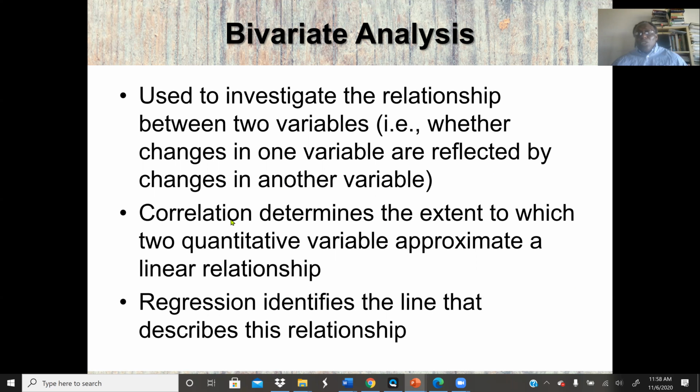And normally the correlation value will be from -1 to +1. If it's -1 or close to -1, it means we have a decreasing relationship. When one variable increases, the other will decrease. Now, if we have a value that is close to +1 or is +1, then we have an increasing relationship, which means when one variable increases, the other will also increase.